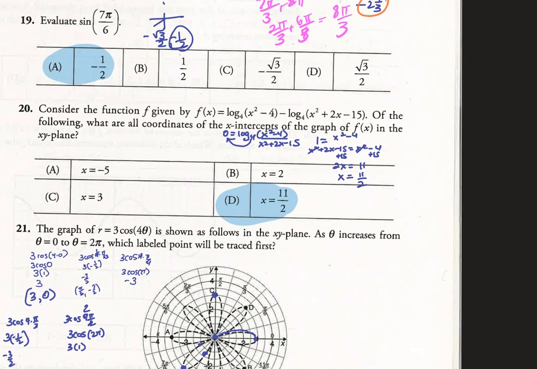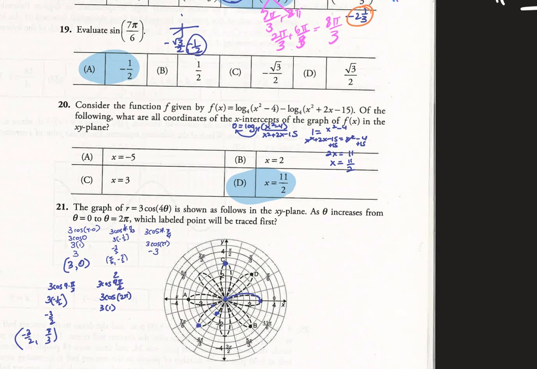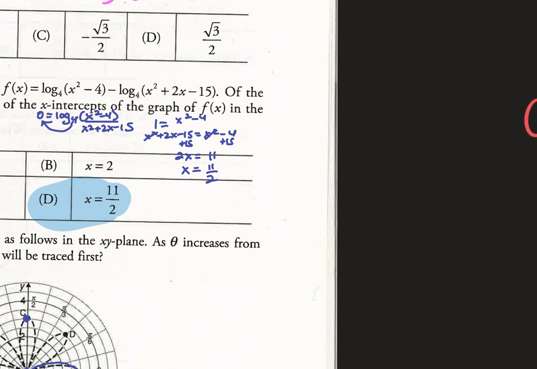All right, number 20 said, consider the function f given by log base 4 of x squared minus 4 minus log base 4 of x squared plus 2x minus 15. Of the following, what are all the coordinates of the x-intercepts of the graph of f in the plane? So remember, if it's a minus and we're condensing it, it becomes division. So this would become log base 4 of x squared minus 4 over x squared plus 2x minus 15.